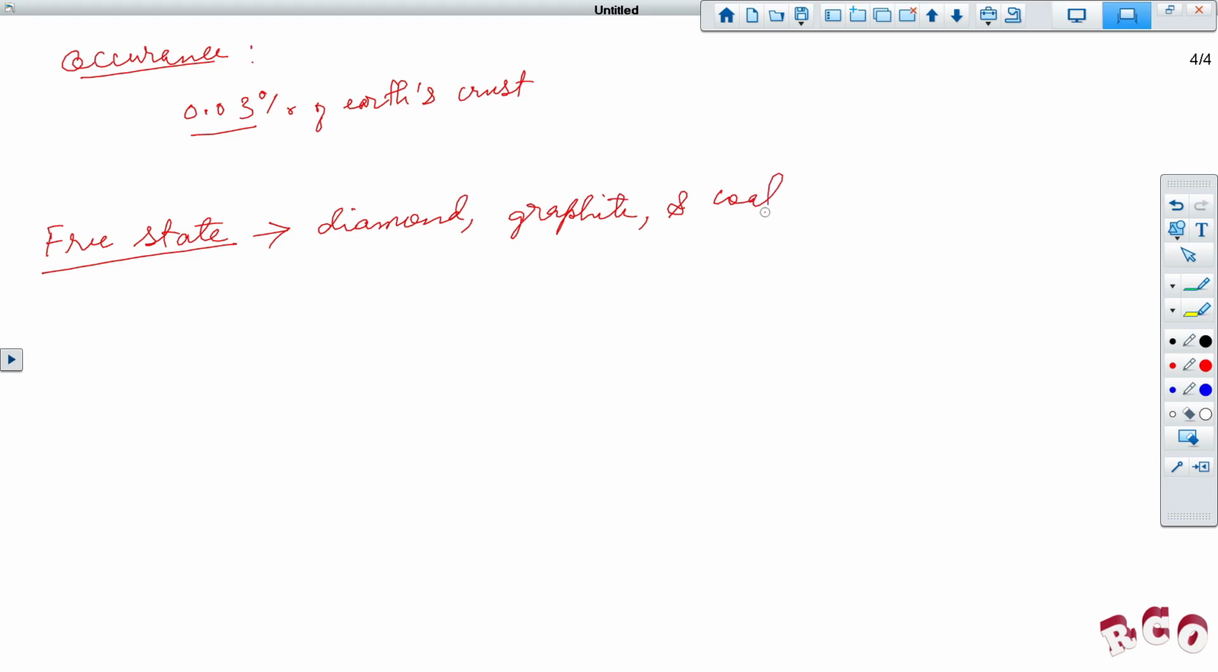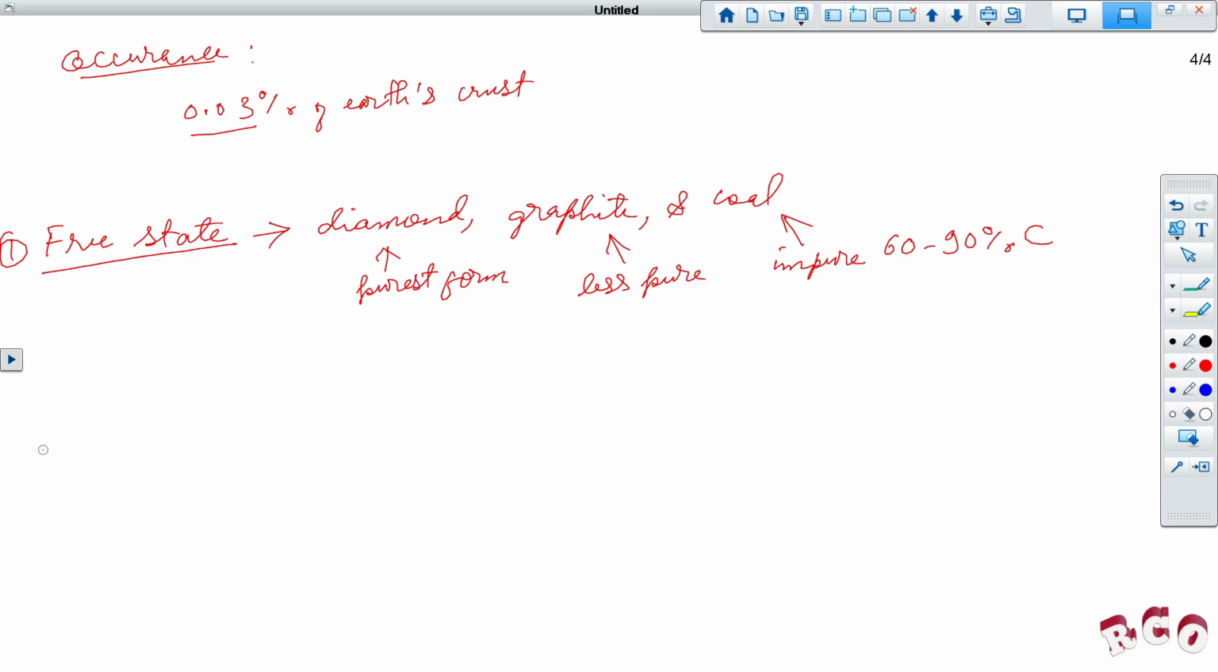And coal. So these are the free forms, or carbon in the free state. Diamond is the purest form of carbon. Graphite is somewhat less pure, and coal is a very impure form of carbon, containing around 60 to 90% carbon.